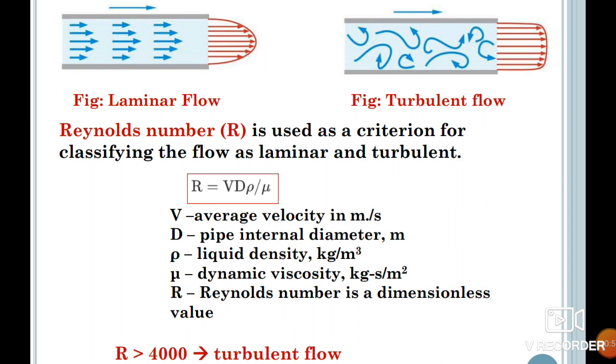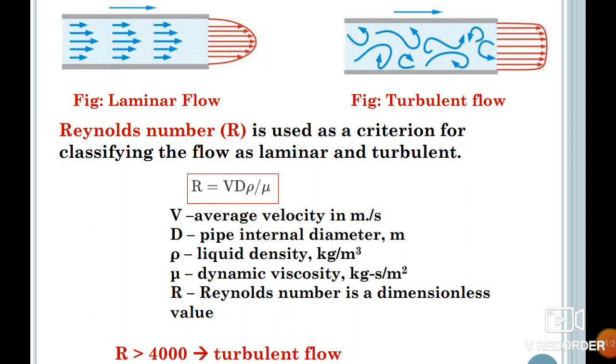In case of turbulent flow, the layers will be crossing each other in a turbulent manner. We can categorize these flows into laminar and turbulent based on a particular term known as Reynolds number. You all may have heard of this. Reynolds number is used as a criterion for classifying the flow as laminar and turbulent. Reynolds number is a dimensionless number, which is equal to V d rho by mu.